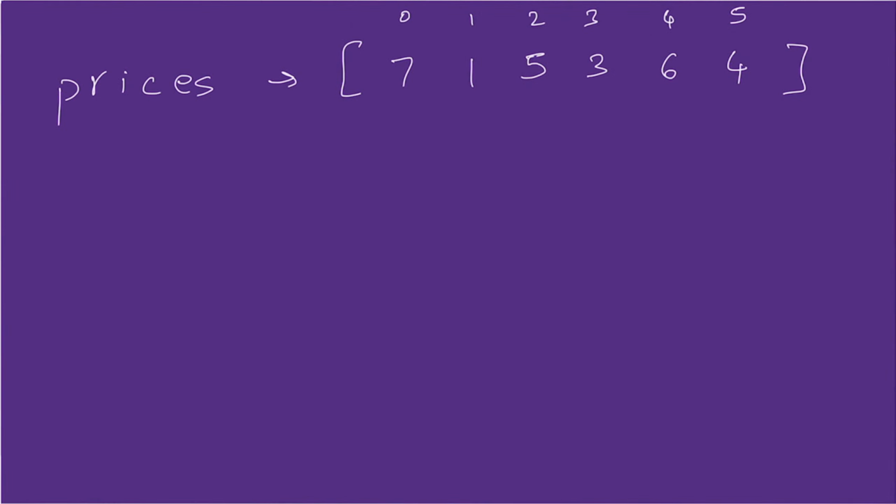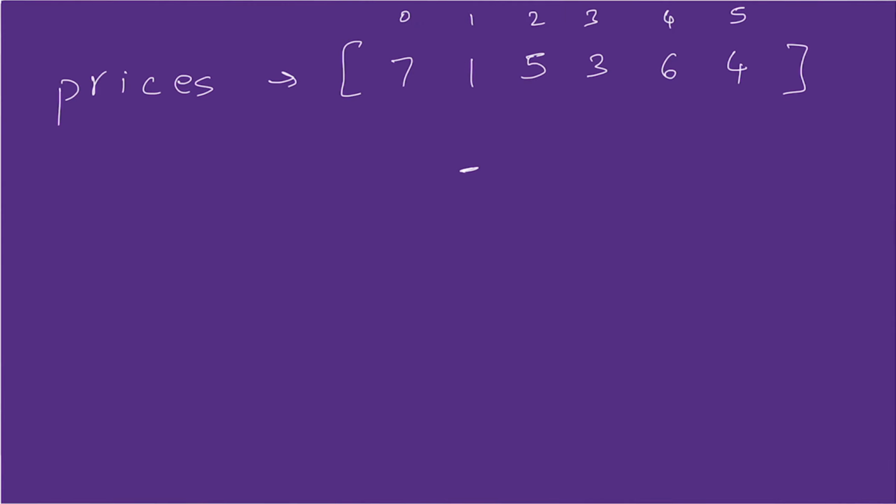Okay, so let's say these are the prices that were given to us for each of the days. For the 0th day, the price is 7, for the first day the price is 1, and so on all the way to the 5th day when the price is 4. Now because we know all the prices for all the days that we have to work with, we can figure out if we want to buy a stock, let's say on the first day, then what's the maximum price we'll see in the future to sell it.